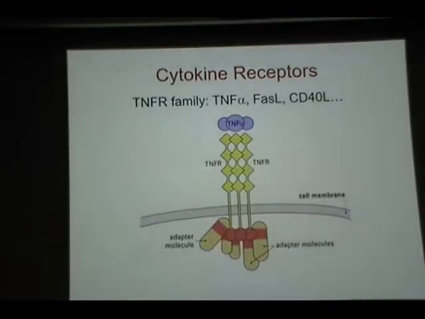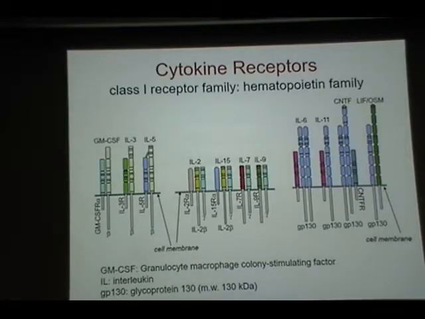This is the TNF-alpha receptor family, and you can see those receptors form trimers. Once this receptor is activated by TNF-alpha, it will recruit adapter molecules inside the cells to the receptor to stimulate a TNF-alpha specific response. You don't have to memorize the class 1 receptor family, all these kinds of things. You really don't need to do that, but I just want you to appreciate we have different types of receptors for different types of cytokines.